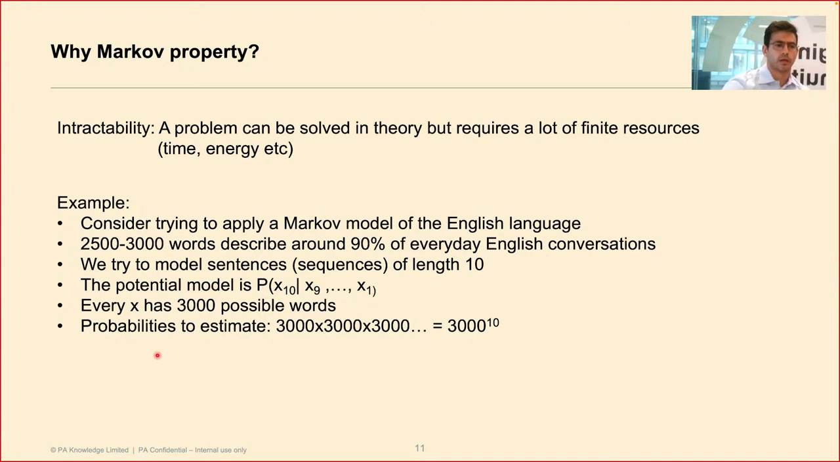As an example, consider that you're trying to apply a Markov model to the English language. We have 2,500 to 3,000 words which describe 90% of everyday English conversations. Let's say we try to model sentences of length 10, which is essentially a sequence. If we want our model to get the probability for the 10th word based on the 9 words that came before it, then this is 3,000 to the power of 10, because we have 3,000 different words that can take each state. That is not only very resource hungry, but we might not even have enough data to train all these possible combinations for our vocabulary. So with the Markov property in mind, and the fact that our next state is only dependent on our current state, let's go and look at the Markov models.